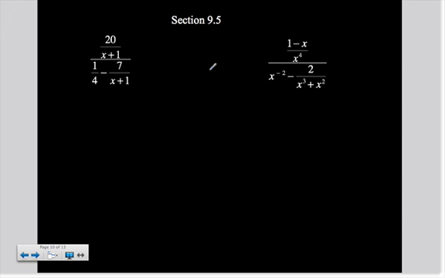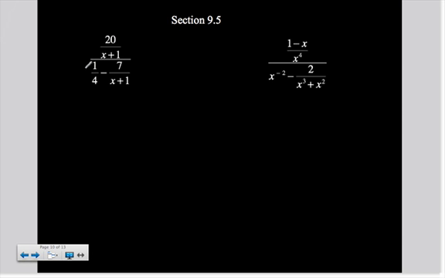Another wrinkle in 9.5 is we introduced the concept of complex fractions. And as intimidating as these look, complex fractions are nothing to be really frightened of. They just involve an addition or subtraction problem. In this case, they're both subtraction problems, followed by a division problem. So you just need to do them in 2 steps.